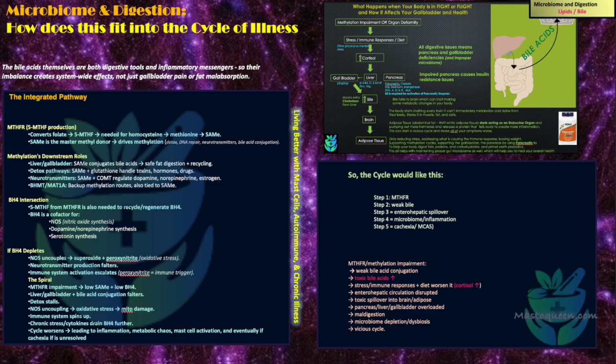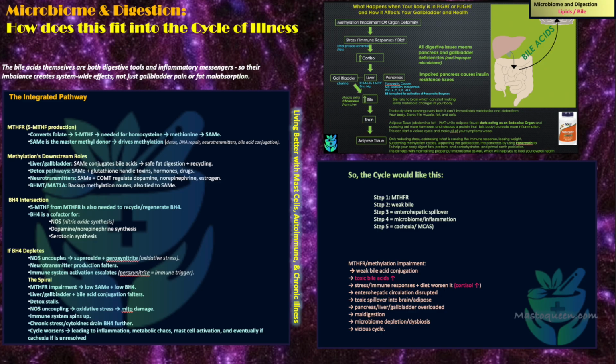So that's a lot of times why I tell people they need to fast, because your body needs time to detox. NOS uncoupling, as we said, causes oxidative stress, and then that winds up damaging your mitochondria. And you know that these are all core functions of the cycle of illness. The immune system is going to ramp up, and that is going to cause chronic stress, and cytokines are going to drain your BH4 even further because your immune system, your stress levels to your body are just climbing. The cycle is going to worsen. It's just going to keep getting worse and worse and worse until you break it.